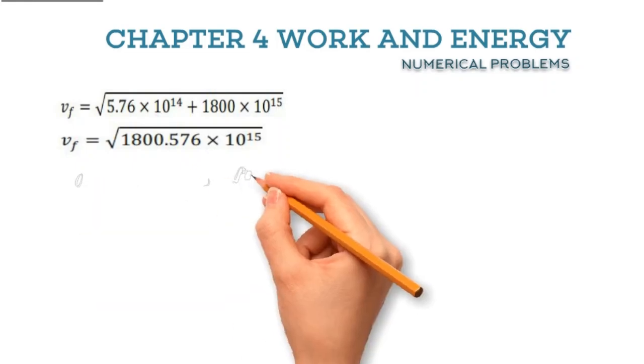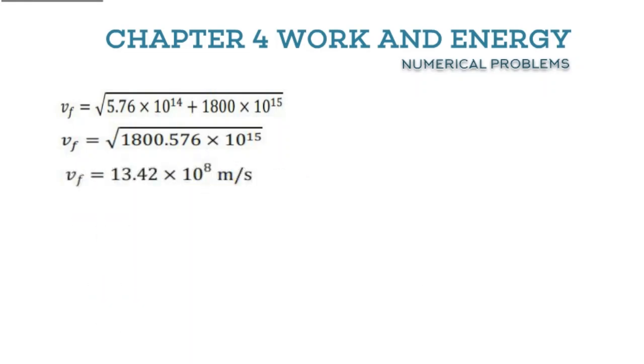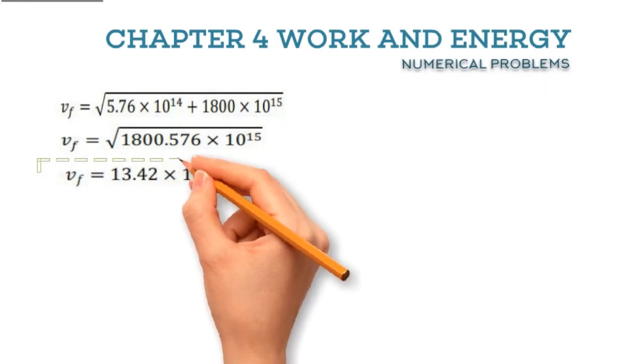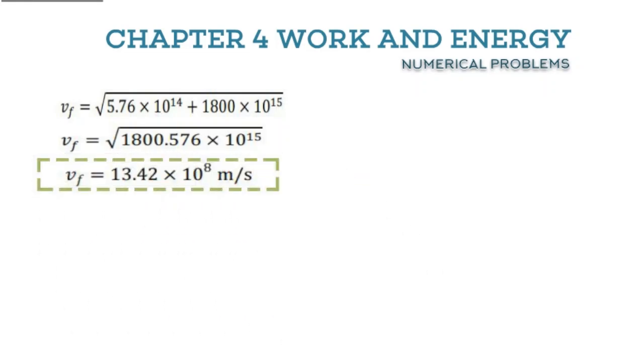Now take the square root. The square root of this value is approximately 13.42 times 10 to the power of 8 meters per second. So, the final velocity of the proton is about 13.42 times 10 to the power of 8 meters per second.